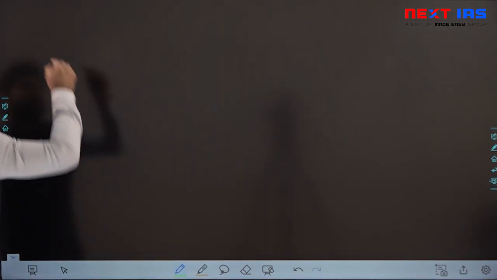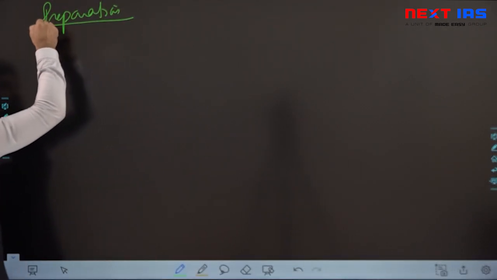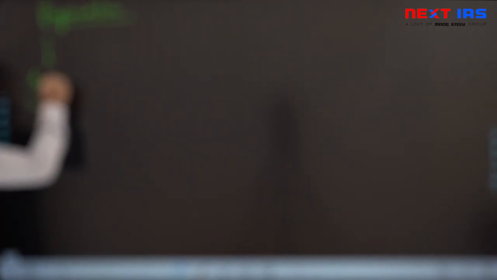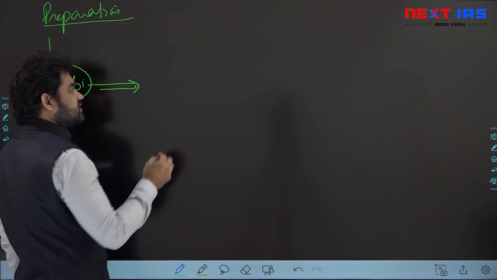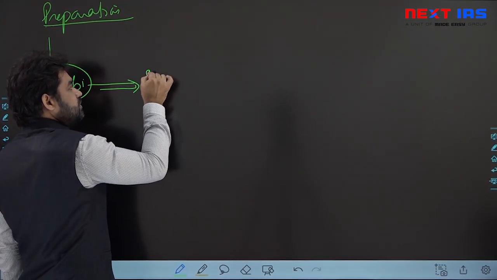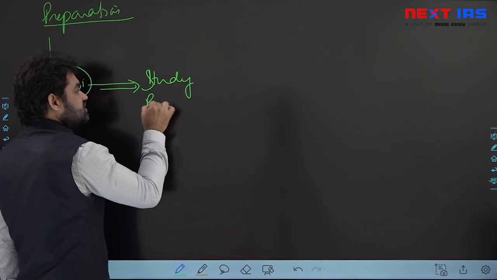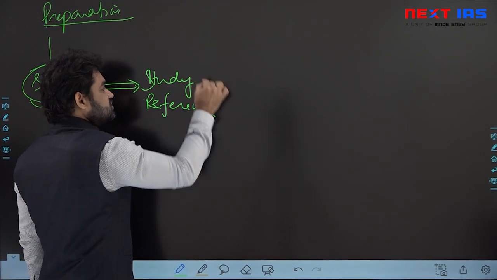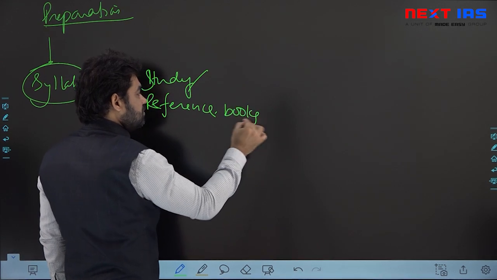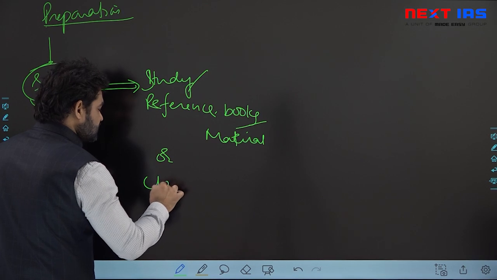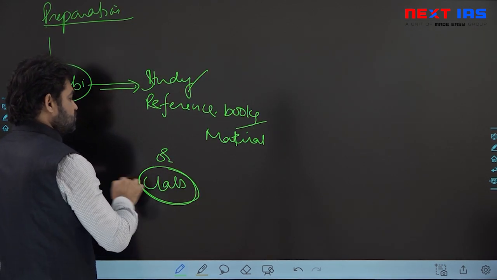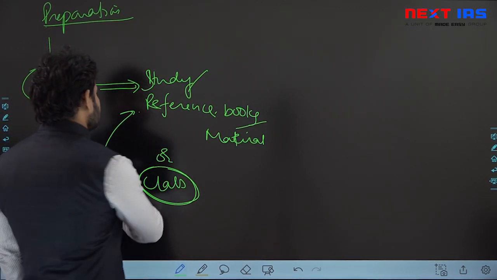So my suggestion for the preparation part is how you shall approach your preparation. Remember, you first of all have got the syllabus. So identify the syllabus. Once the various areas of the syllabus are there, then you go for the preparation of the syllabus. You need to have the study books, reference books and material. Or if you can have classes, definitely classes, comprehensive coverage will be there. Then you come into this part.